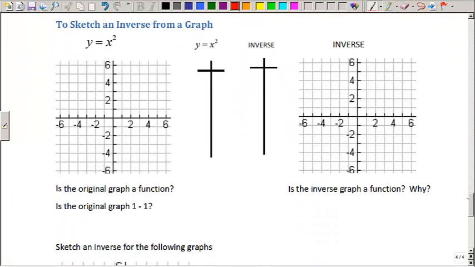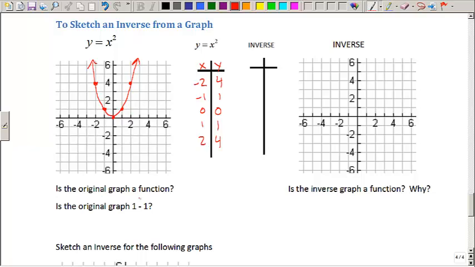The last thing we need to do is to learn how to sketch an inverse from a graph. So if I gave you y equals x squared, and I'm trying to get some points, I can plug in -2 until 2. -2 squared is 4, -1 squared is 1, 0 squared is 0, 1 squared is 1, and 2 squared is 4. So this is my graph of x squared.